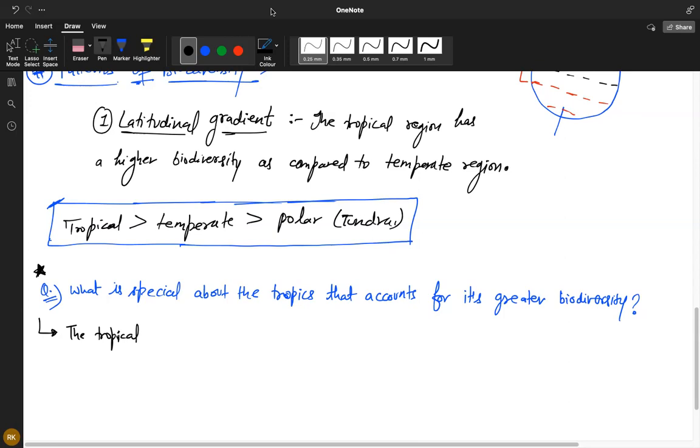Yeah, autocorrect sometimes messes things up. I can completely understand. Because the tropics are less disturbed than the temperate and polar regions. And that's also one of the reasons. So yes, Madhya is correct. Let me just elaborate on that point. What she means to say is the tropics are more stable. And why are the temperate and polar regions more unstable? Because of the glacial events.